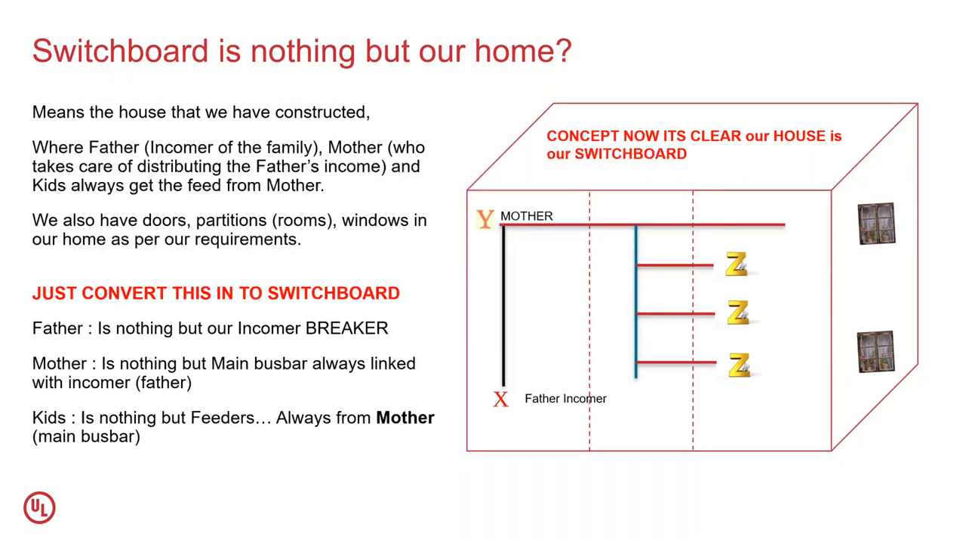In place of the father is our incomer breaker, correct? Maybe an ACB, a circuit breaker, an older circuit breaker, anything. Every switchboard has the incomer, like a father. The main distribution board is always our mother, linked to the father. Don't forget this. Kids always come from the mother, which means from the main distribution the feeders are going to come. Kids are nothing but my feeders, mother is my vertical or horizontal bus bar, and father is my incomer breaker.